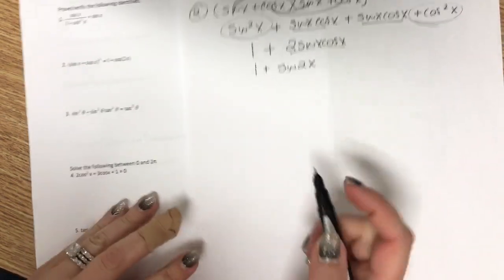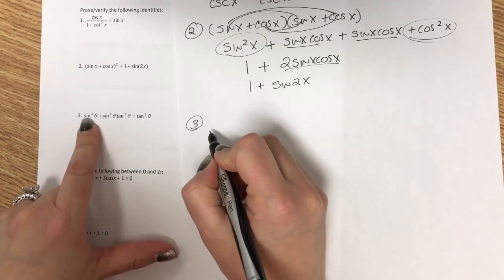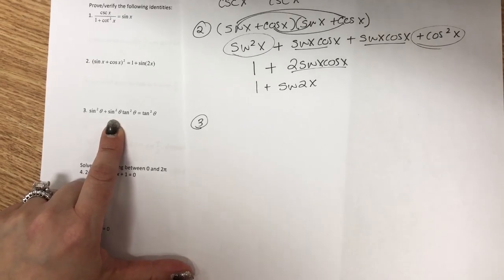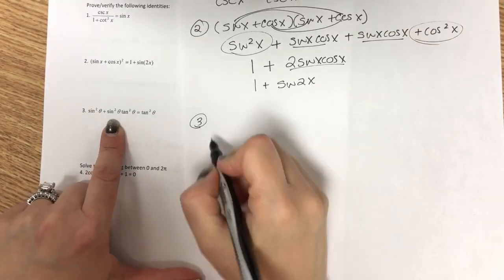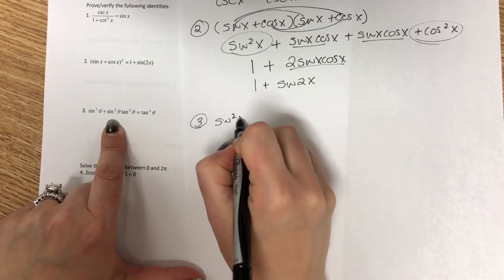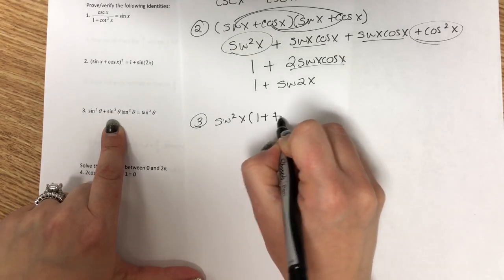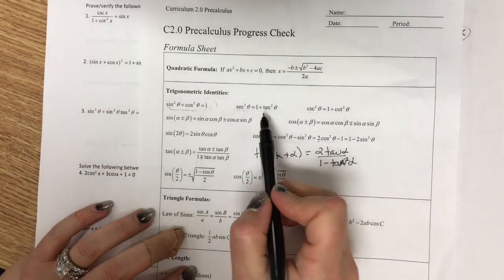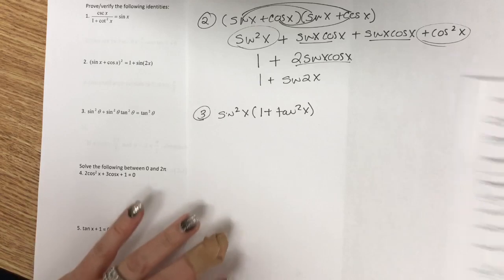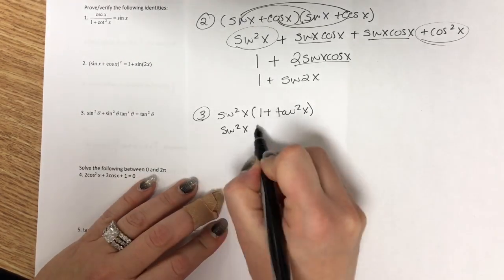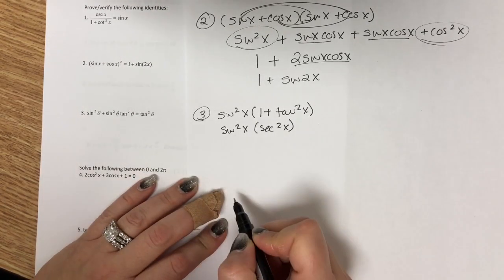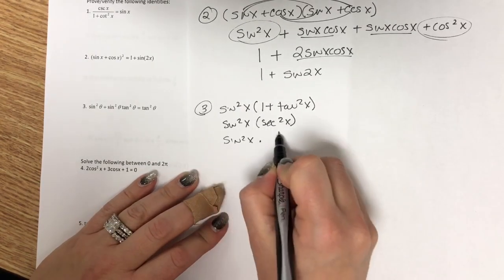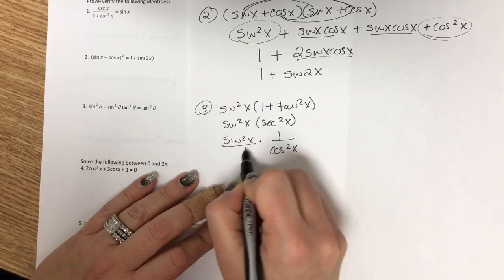All right, in 3, the terms on the left, we have a shared term of sine squared that I can factor out. So then 1 plus tangent squared here is secant squared. And then secant I'm going to rewrite as 1 over cosine squared.